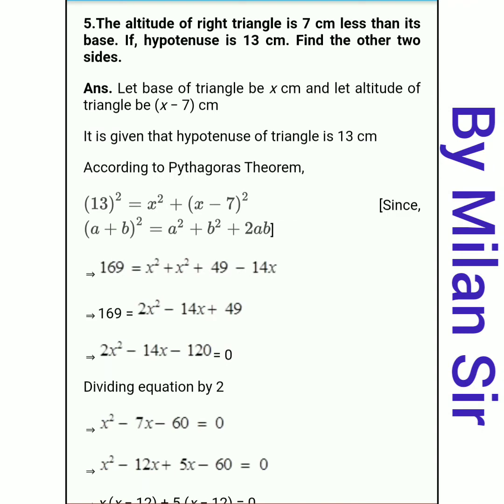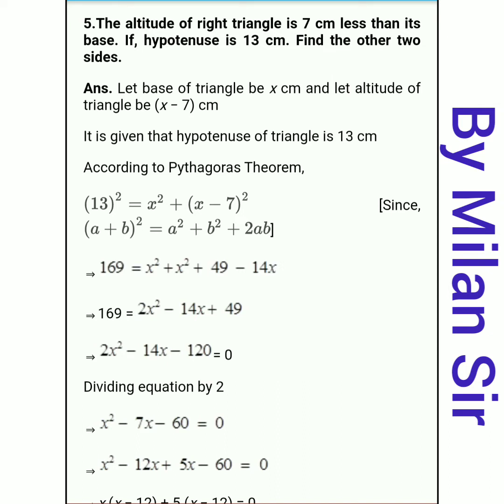In this video, I will explain exercise 4.2, question number 5 and question number 6. So let's start with question number 5. First of all, read this question. The altitude of a right triangle is 7 centimeter less than its base. If the hypotenuse is 13 centimeter, find the other two sides.